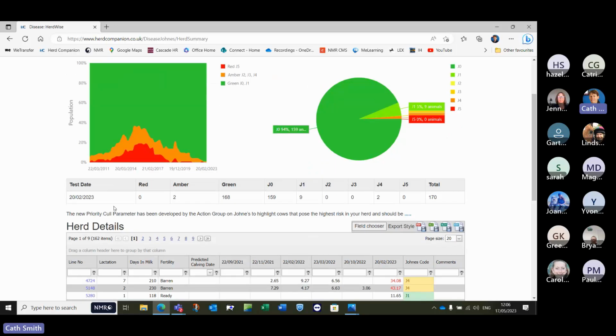We have here a summary of the last test date. So this one, of course, is potentially older if you're only testing every quarter.